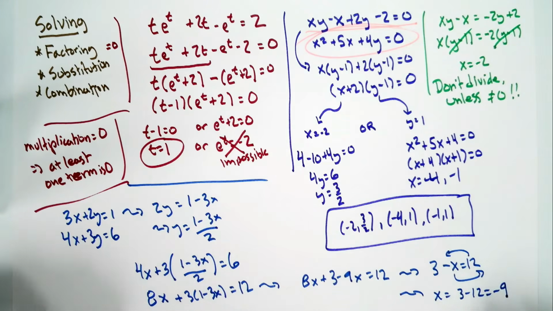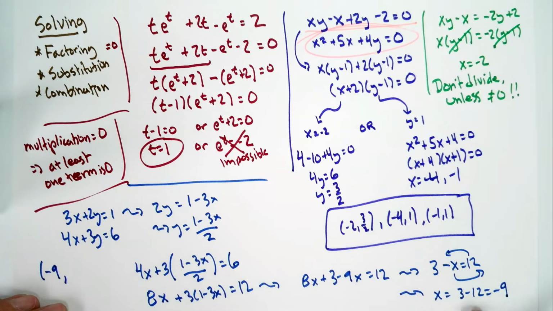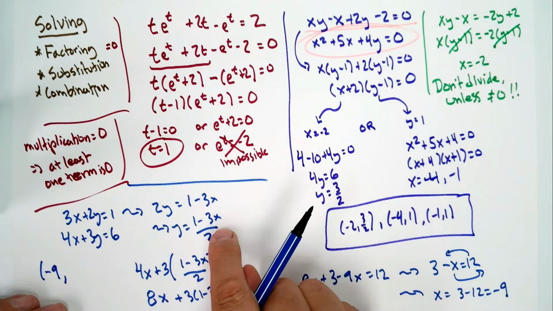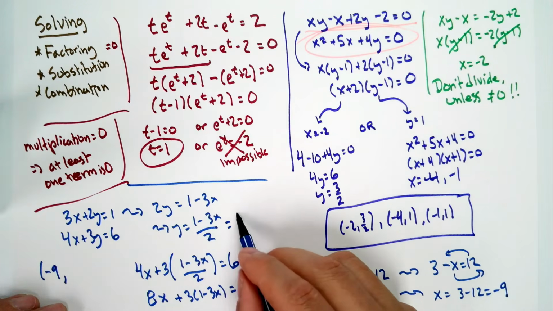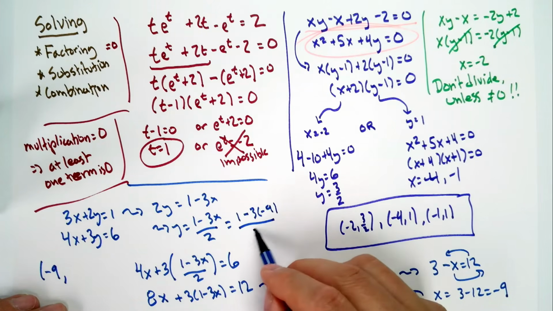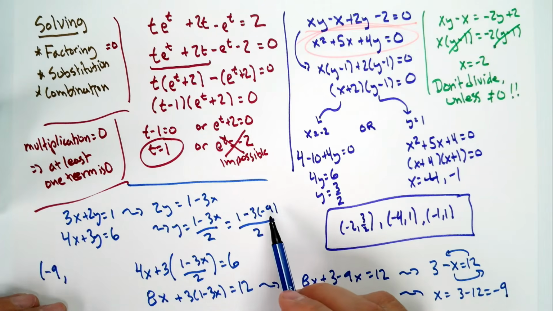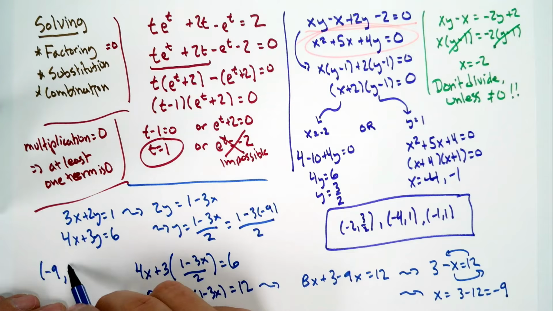Now, that tells us that our solution has x needs to be negative 9. So our point would be negative 9, comma. Well, what's y? To find y, we come back here. So that would be 1 minus 3 times negative 9 over 2. So 1 plus 27 is 28 divided by 2. That would be 14.